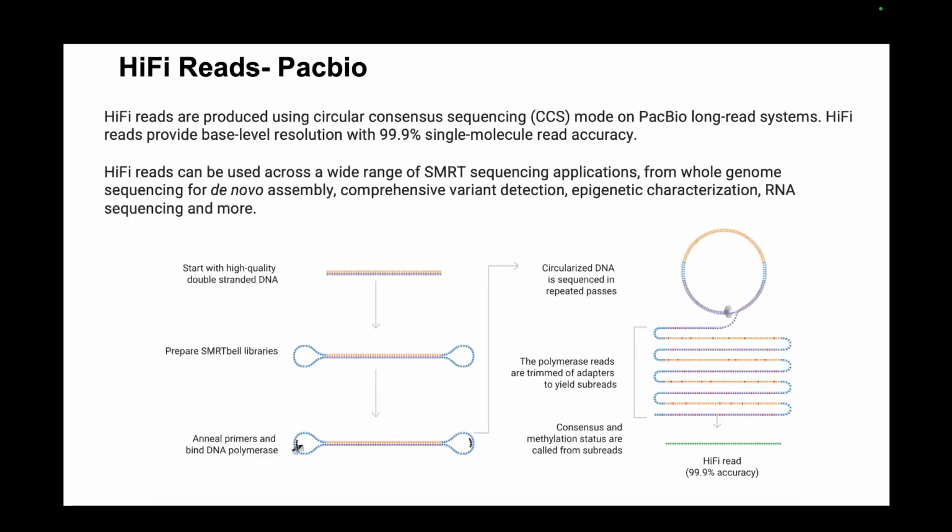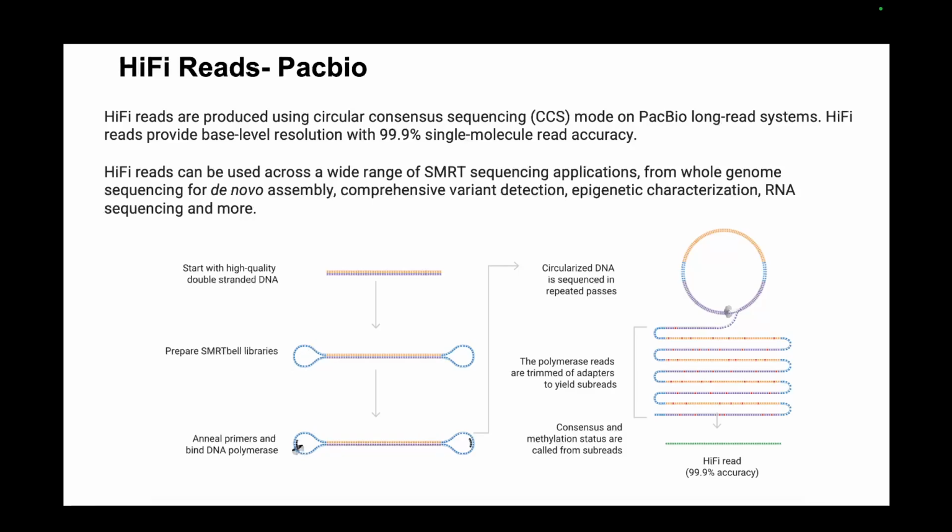and predict the whole sequence. Another type of LRS technology, along with SMRT, is PacBio sequencing and the HiFi reads from PacBio. HiFi reads are produced using circular consensus sequencing on PacBio long read systems. HiFi reads provide base resolution of around 99.9% single molecule read accuracy, and they can be used across a wide range of SMRT sequencing applications, from whole genome sequencing to genome assembly, to whatever you want to do with it.